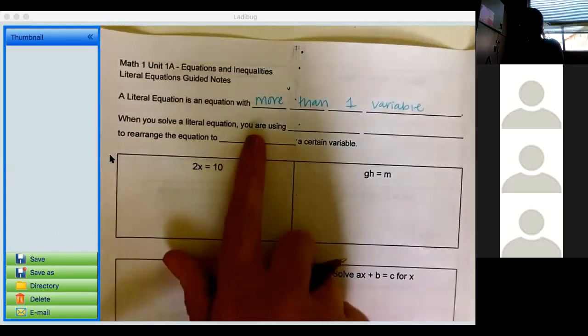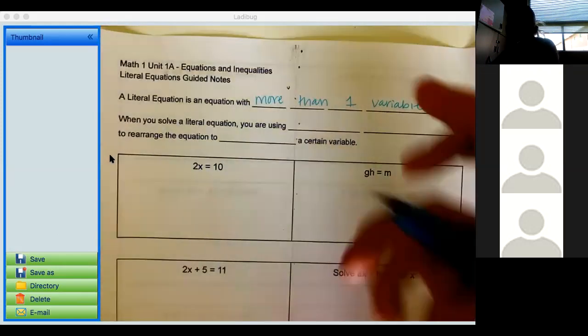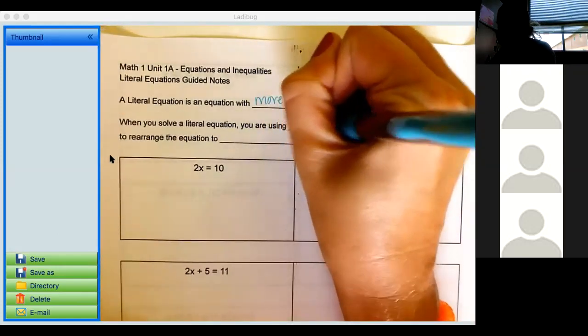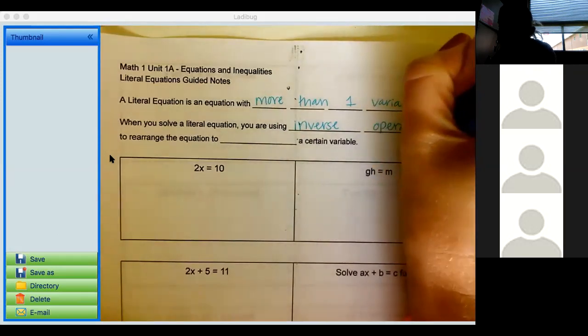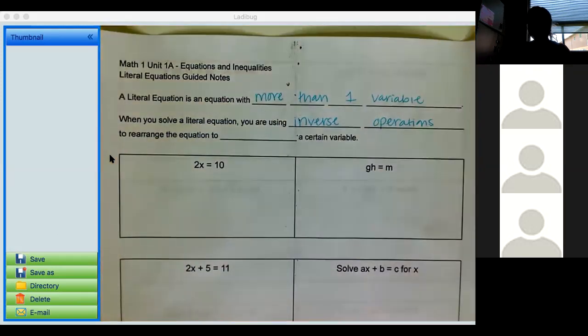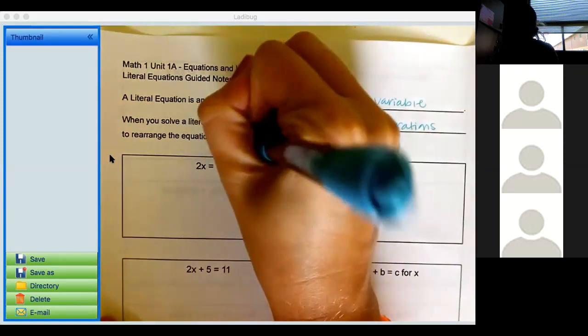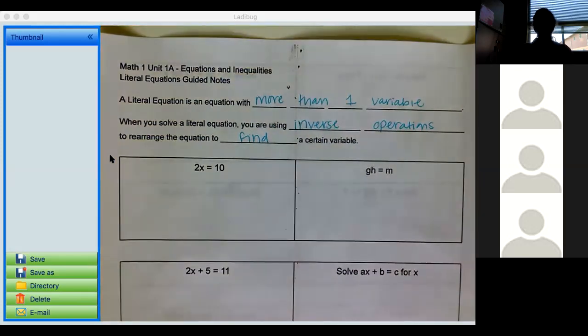When you solve a literal equation, you are still using inverse operations to rearrange the equation to find a certain variable.